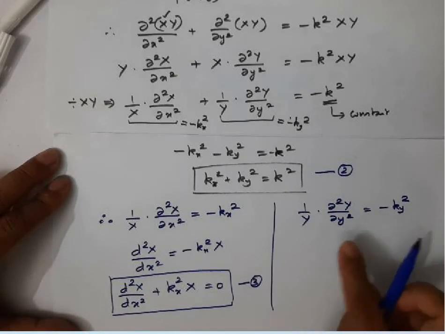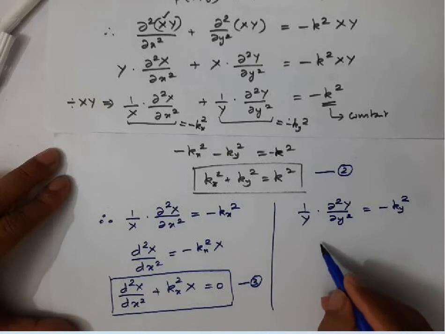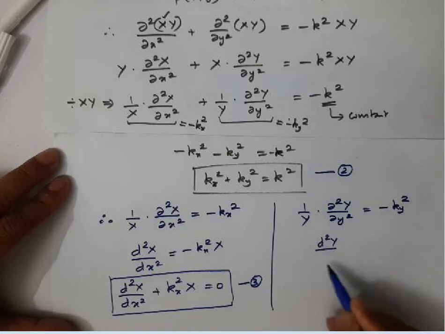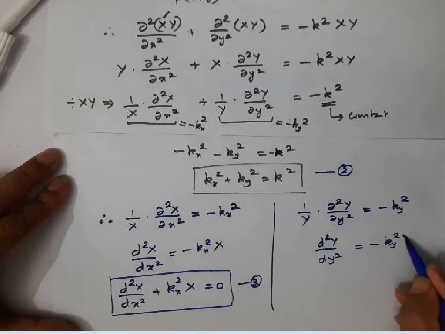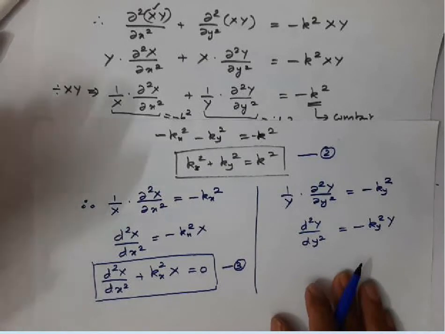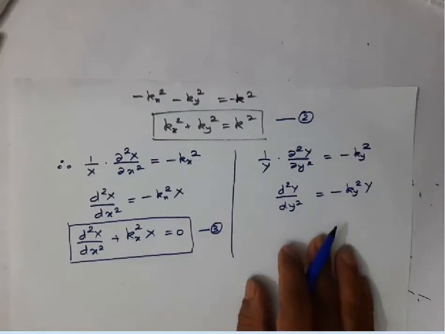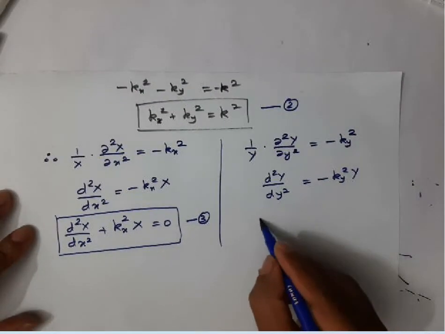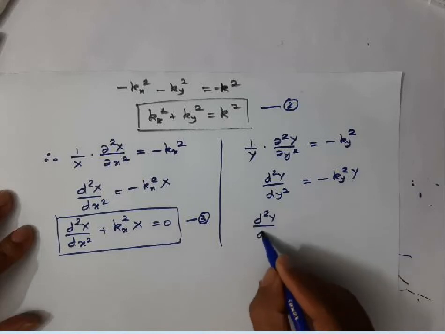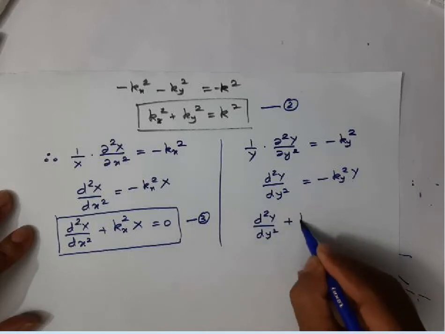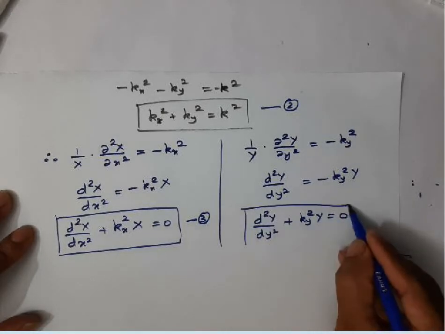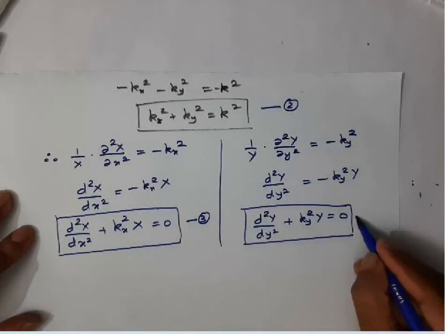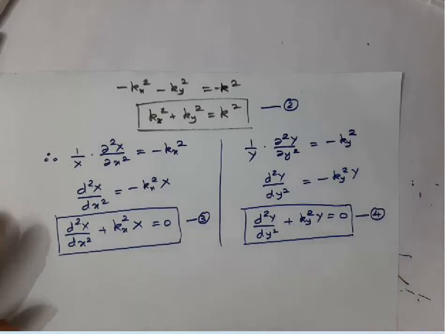Similarly here, if you bring this Y to the right hand side, you will get d²Y/dy² equal to minus ky² into Y. Bring this term to the left hand side, right? If you bring it to the left hand side, you will get d²Y/dy² plus ky² into Y equal to 0. This is another differential equation we need to solve. Let me take this as equation number 4.